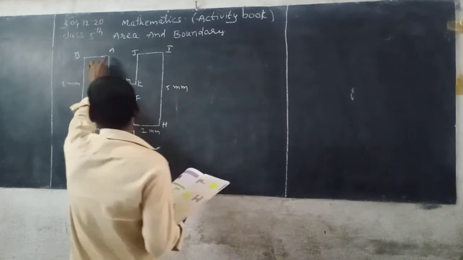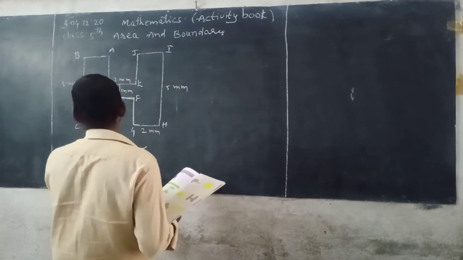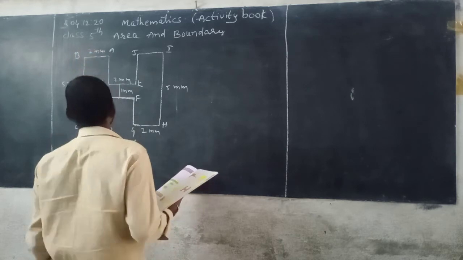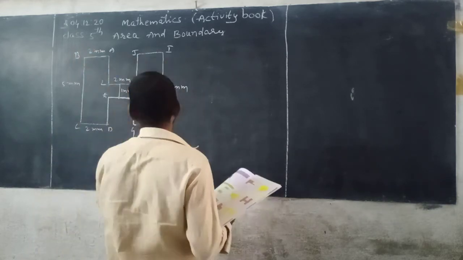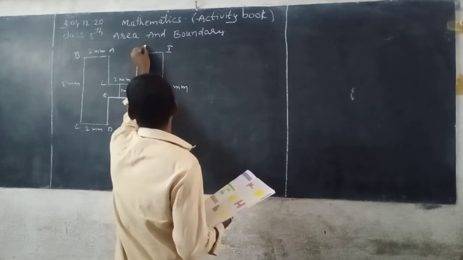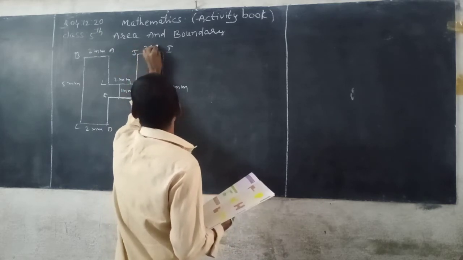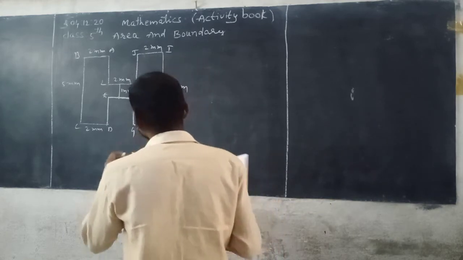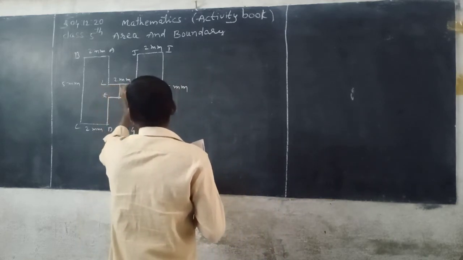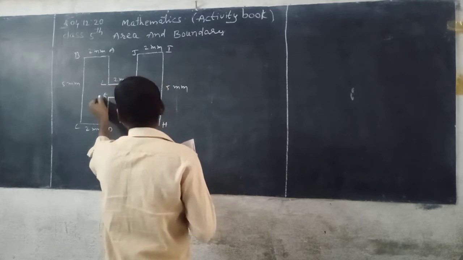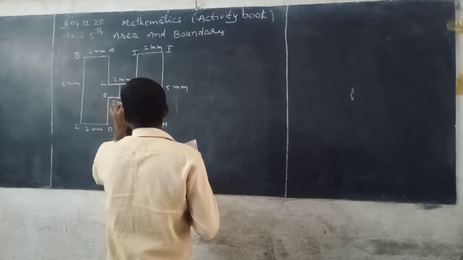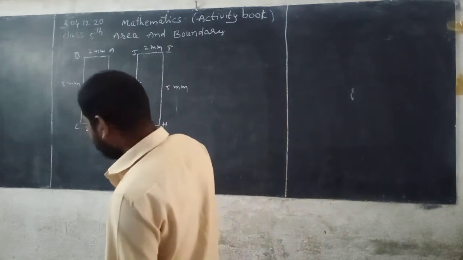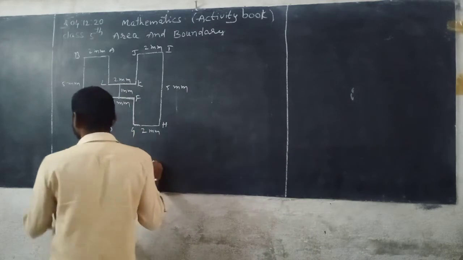Okay. AB is parallel to DC. So you can write here 2 millimeter. Next, IJ is parallel to HG. Then you can write here 2 millimeter. Okay. See here, KL is parallel to FE. Then you can write here 2 millimeter. Now, find the perimeter of the given figure.